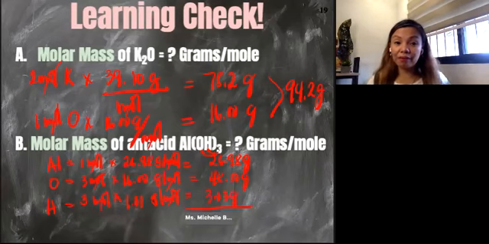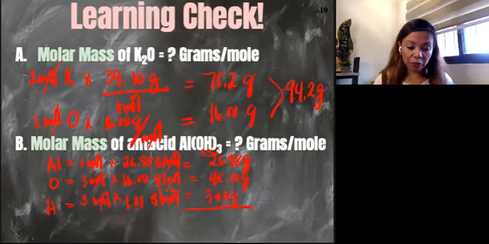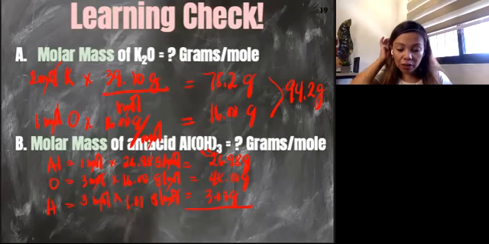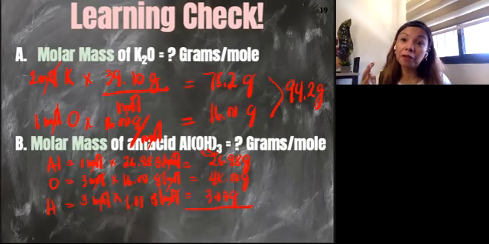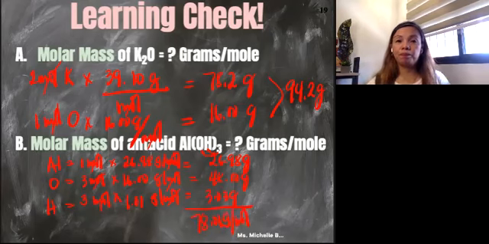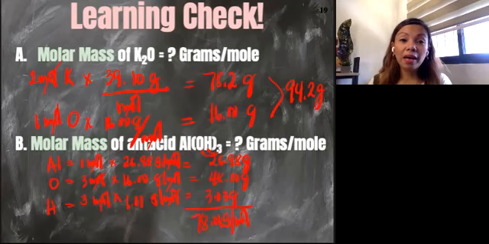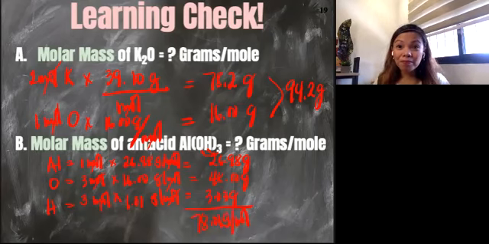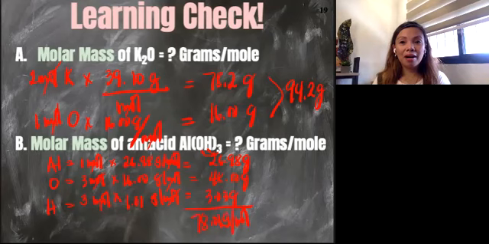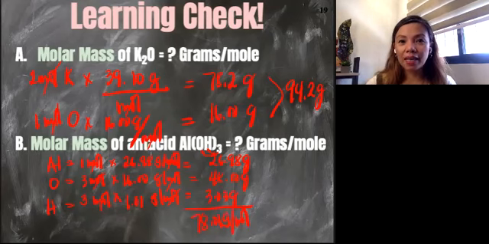We will add everything: 26.98 plus 48.00 plus 3.03. The molar mass of aluminum hydroxide, or your Kremil, is 78.01 grams per mole. Okay? 9G, I hope you know how to get the molar mass of a substance.